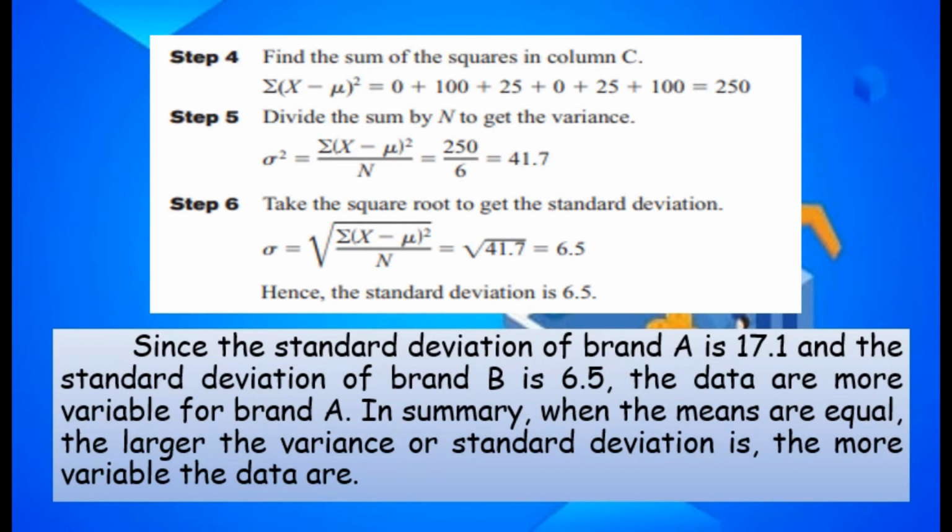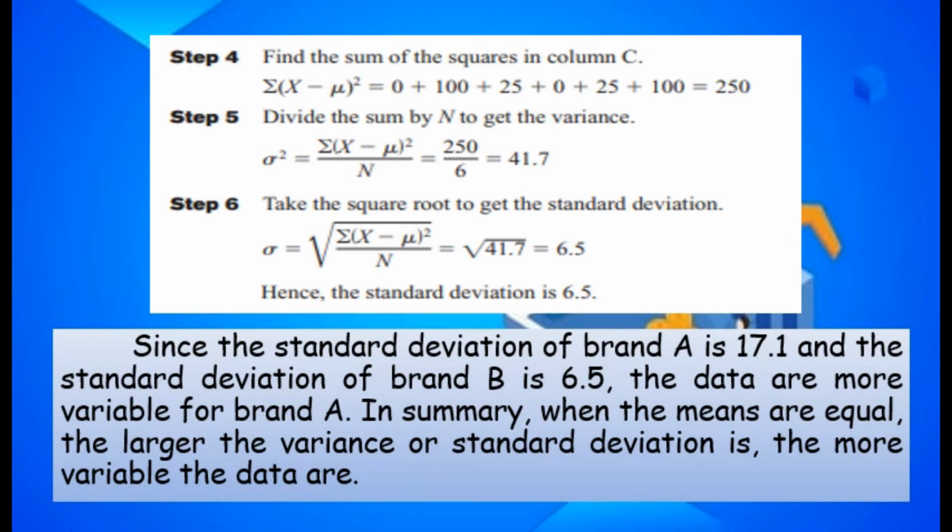Then step 5, divide the sum by n to get the variance. So sigma squared equals the summation of the quantity x minus mu, quantity squared, over n, which equals 250 over 6. Then the variance is 41.7. Then step 6, take the square root to get the standard deviation. Sigma equals the square root of the summation of the quantity x minus mu, quantity squared, over n, which equals the square root of the variance, 41.7. Then the answer is 6.5. Hence, the standard deviation is 6.5.